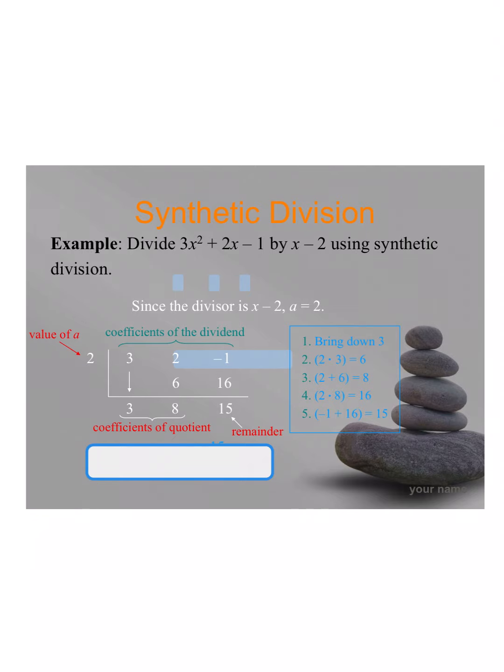And because that number isn't a 0, it's a remainder. So how do we take these values and rewrite our answer? Well, your answers here are always going to be 1 degree lower than what you started with. So we started with 3x squared. What's 1 degree lower than that? It's going to be just 3x. And this is going to be an 8. And then for our remainder, we're going to write that over our divider, which is the x minus 2. And we see we get 3x plus 8 plus 15 over x minus 2. Simple, right? All right, let's look at another example.